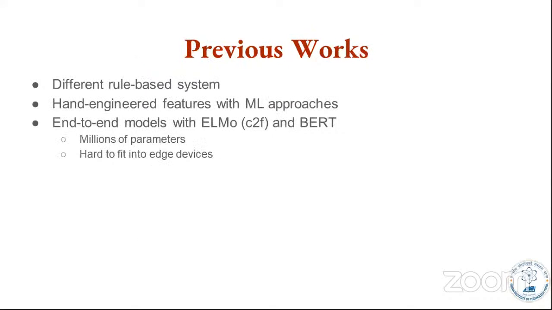In the previous work, we have different rule-based systems, then different hand-engineered features with the ML approaches, and end-to-end models with ELMo or BART. These are the existing co-reference resolution systems. There are many rule-based systems available, many machine learning-based systems available, and some end-to-end co-reference resolution systems are also available. But they are very heavy modules, and it is not possible to load them on edge devices.